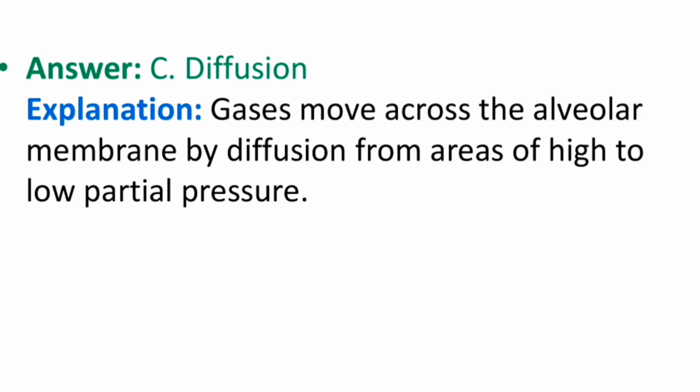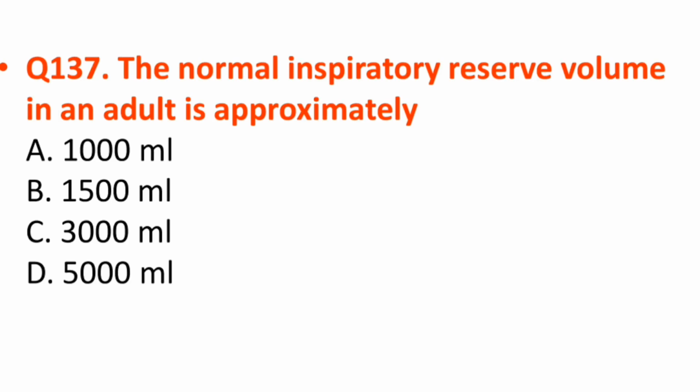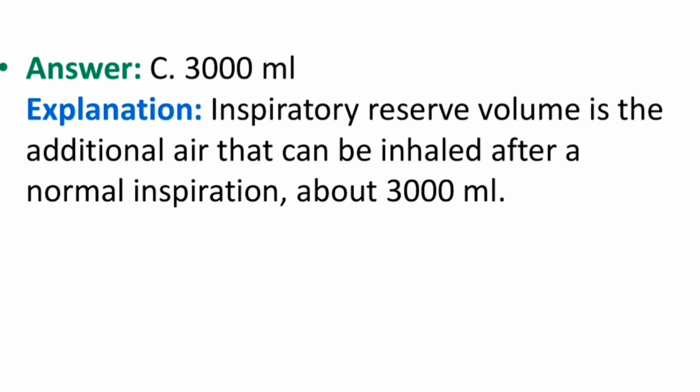The next question. The normal inspiratory reserve volume in an adult is approximately: option A, 1000 ml; option B, 1500 ml; option C, 3000 ml; option D, 5000 ml. The correct answer is option C, 3000 ml. Inspiratory reserve volume is the additional air that can be inhaled after normal inspiration, about 3000 ml.